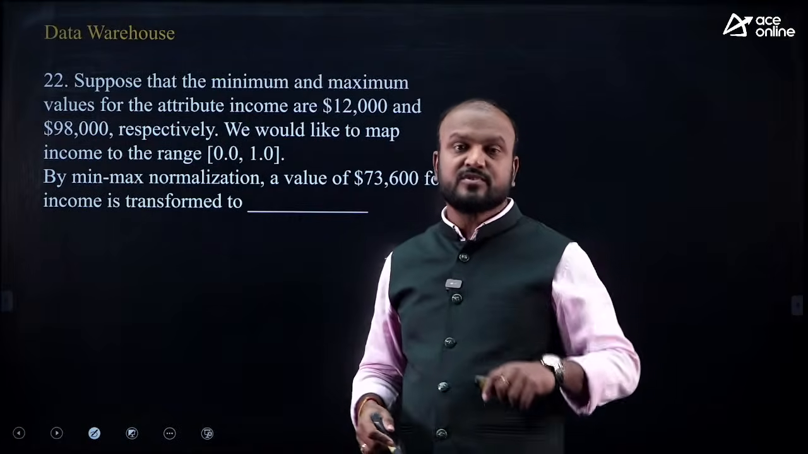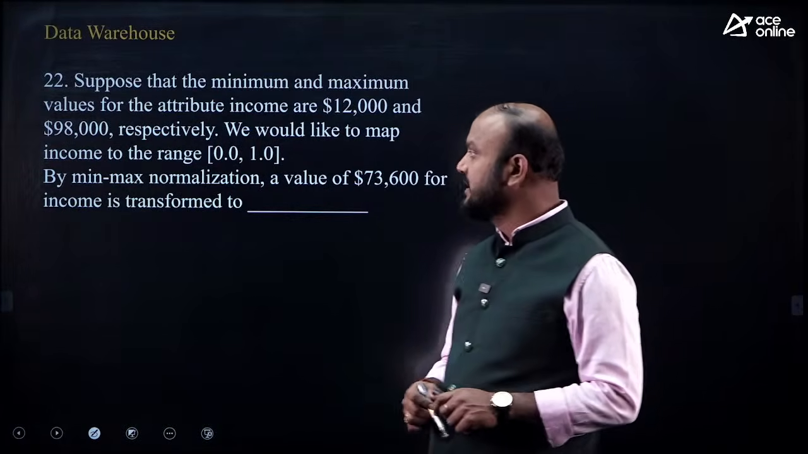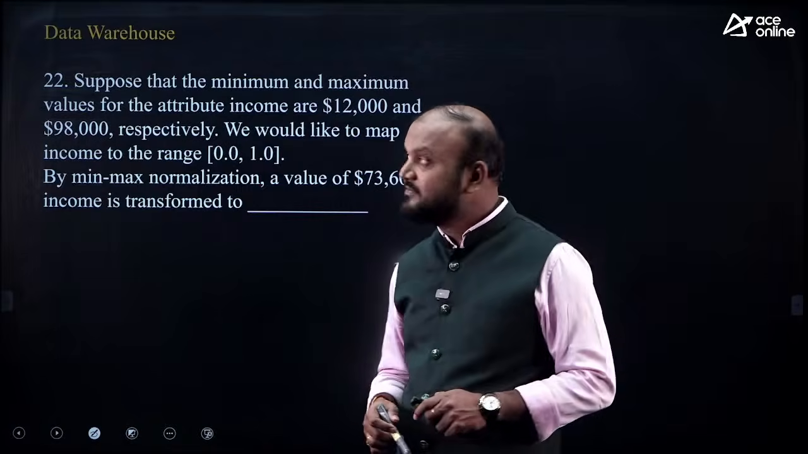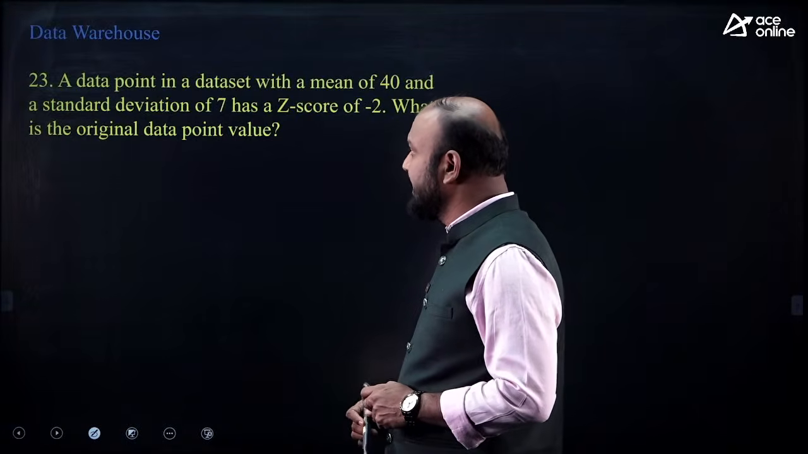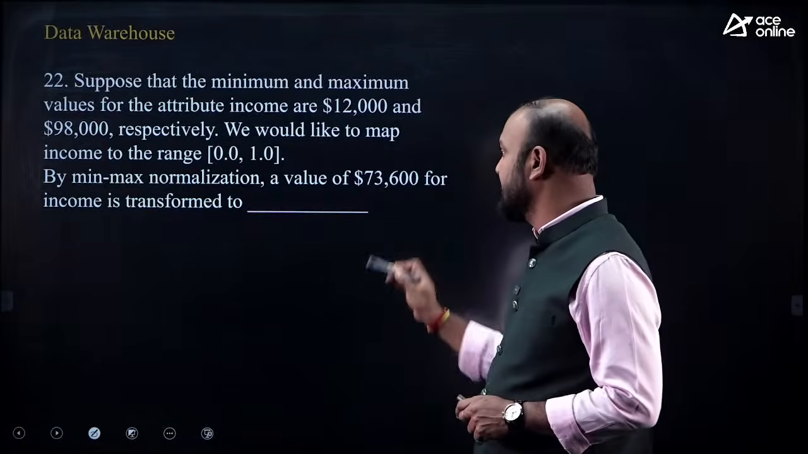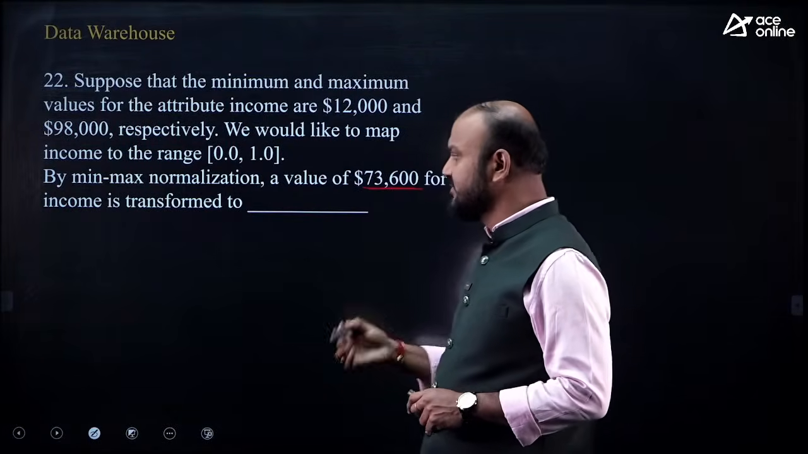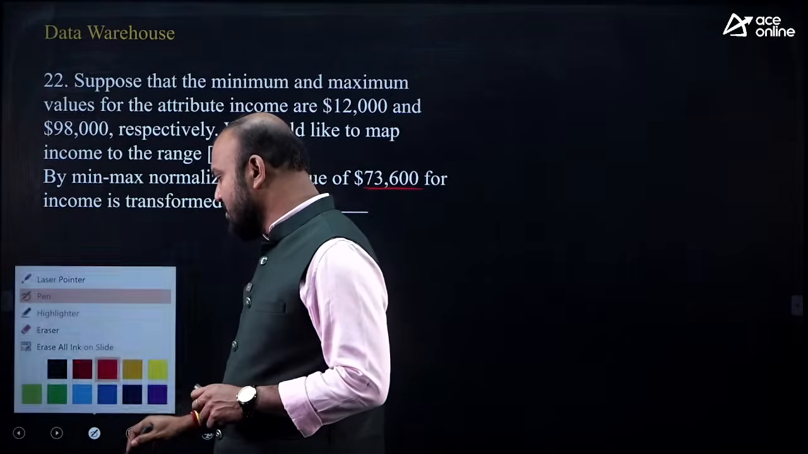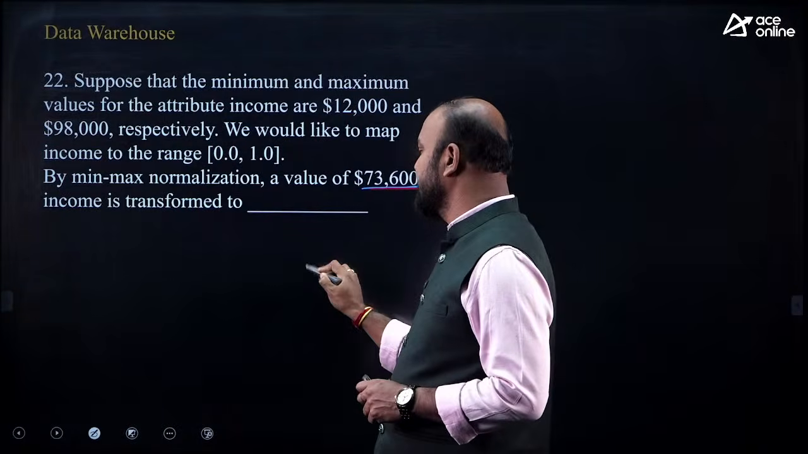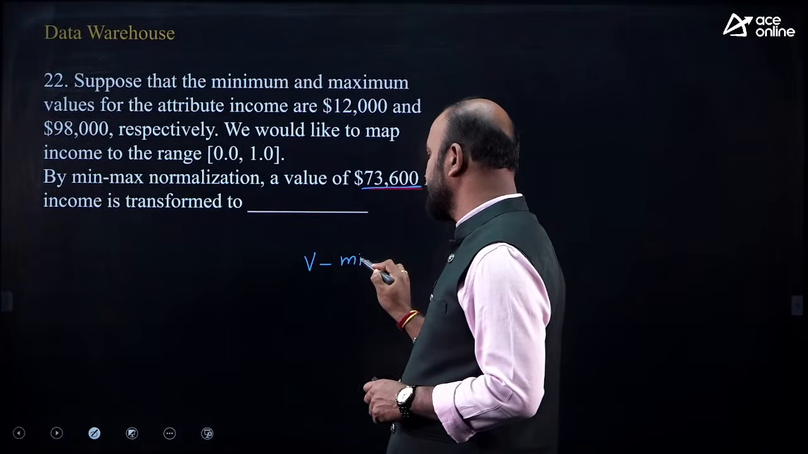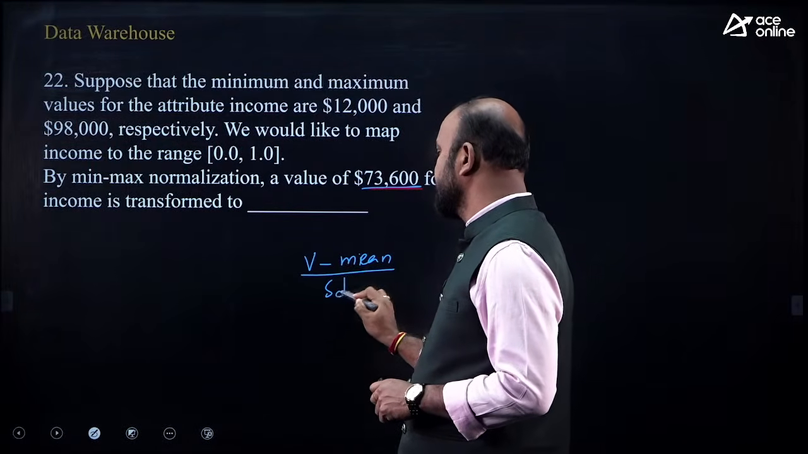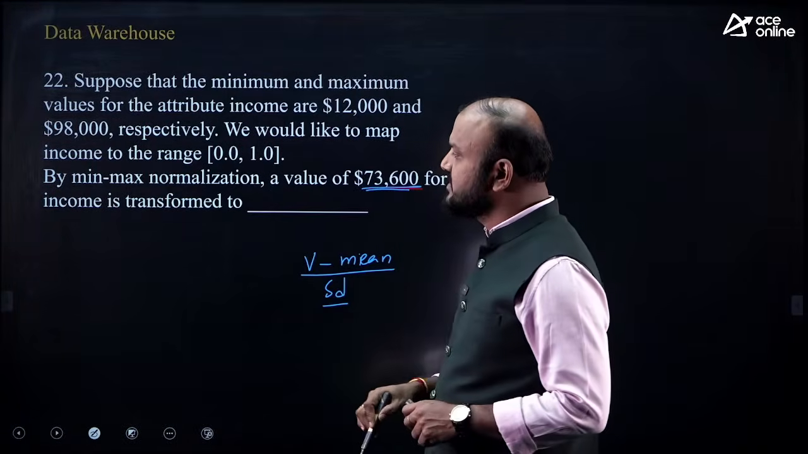And when it comes to the data warehouse, you can expect questions on data normalization. Previously, questions were asked like what is the normalized value of some data. What is a z-score normalized value? Z-score normalized value is the value minus mean, divided by standard deviation.